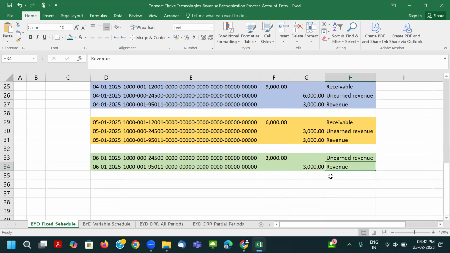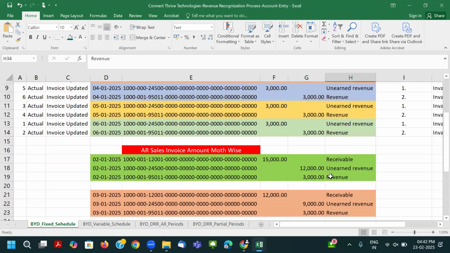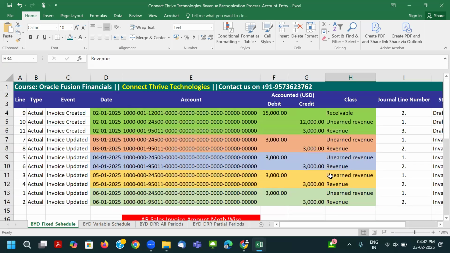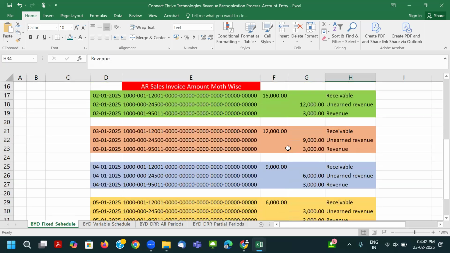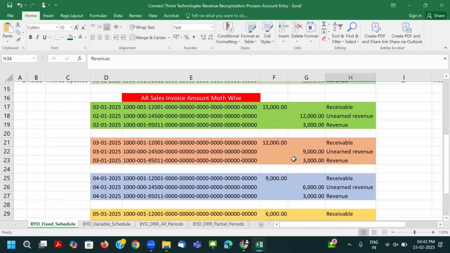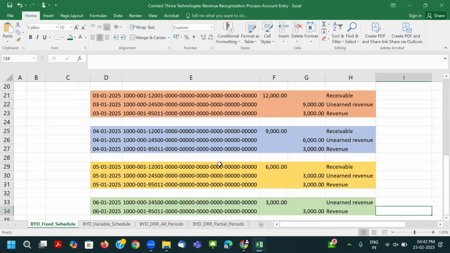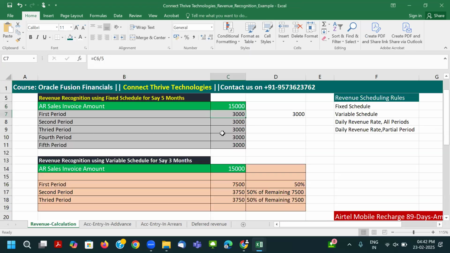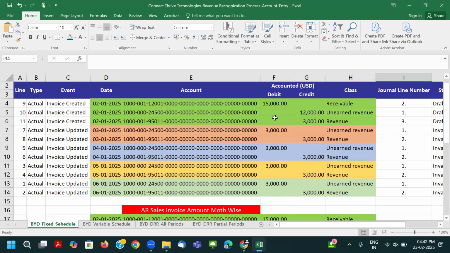So this is the way the system will recognize the accounting entry if the customer is using a fixed schedule rule in revenue recognition. If you want to capture the recognition for one customer's sales invoice on a fixed basis for every month, this is the way the accounting entries will be recognized as per our example. The same 3,000, 3,000 will be recognized in every month. So that is all about the fixed schedule.